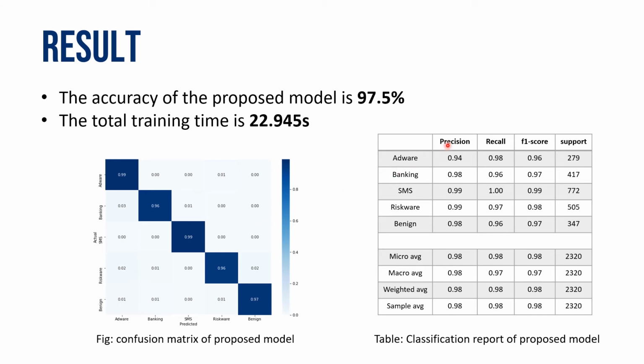The precision value is highest for the SMS and XY classes. The precision, recall and F1 score values are all above 90% for all the classes. The recall and F1 score have the highest values for the SMS class. The macro average value of precision is 0.98, recall is 0.97 and F1 score is 0.97.